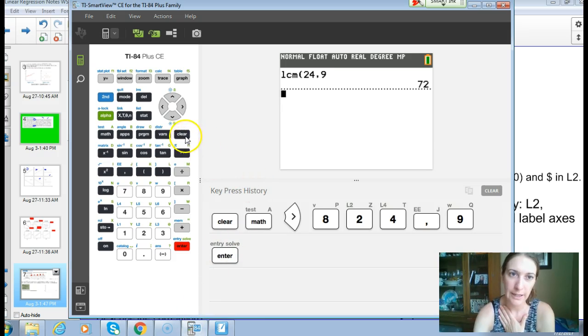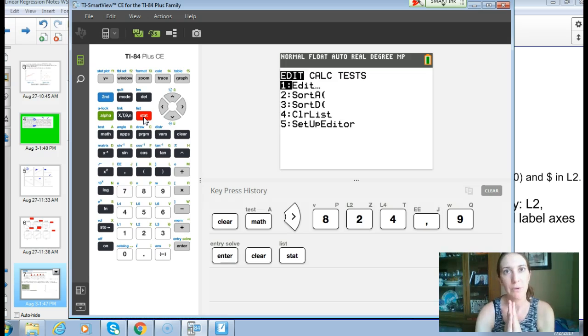So get out of there. All right, so right here it says stat. So go to your stat menu, wherever that is, and then we're going to edit our list. So under the edit menu, choose edit, which is the first option.